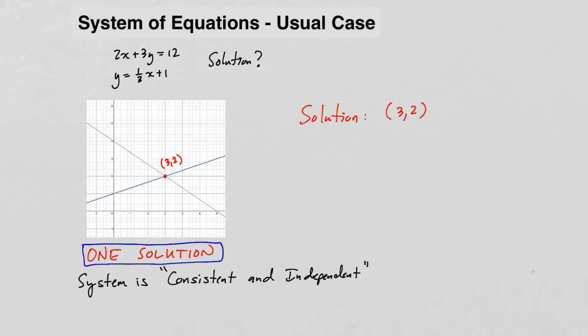This is the usual case. Now, when I say this is the usual case, what I mean is when solving a system of equations, you will typically get one answer. However, this is not the only possibility. So let's look at some other cases, some other possibilities.